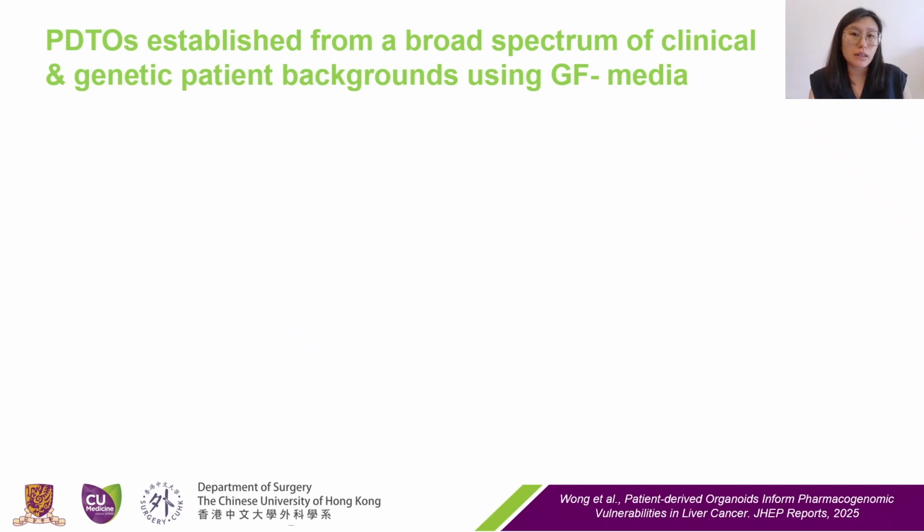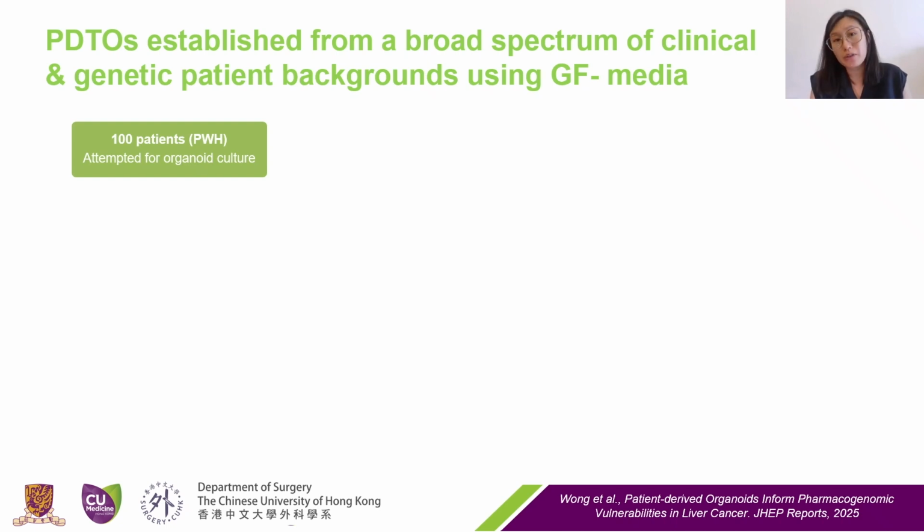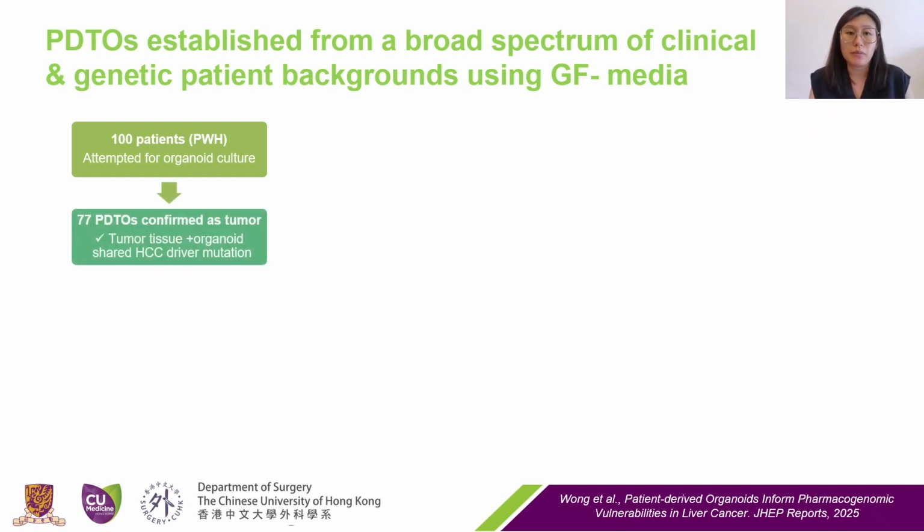For this study, we attempted to culture organoids from 100 patients who have undergone surgical resection at our hospital, the Prince of Wales Hospital. Of these, I think 77 we could confirm as qualified tumors based on the presence of known HCC driver mutations. We suspect that the attrition rate sometimes could be due to tissues sampled from necrotic areas, so their initial viability usually presents as very low.